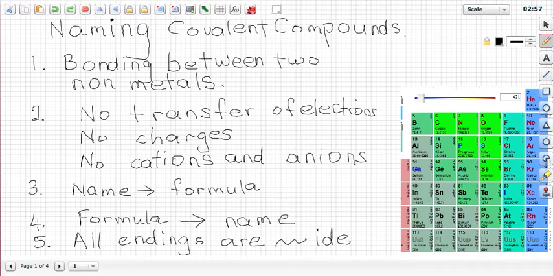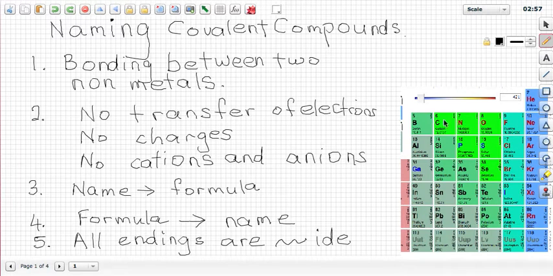Before we begin naming, let's understand what a covalent compound is. Simply put, it is bonding between two nonmetals. This is a section of the periodic table here, and all of the elements that you see over here on the right side of this metalloid are considered nonmetals.